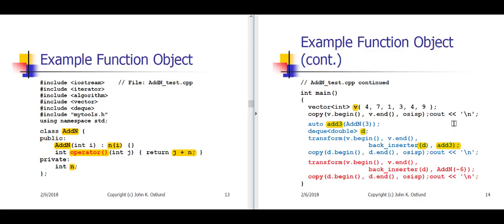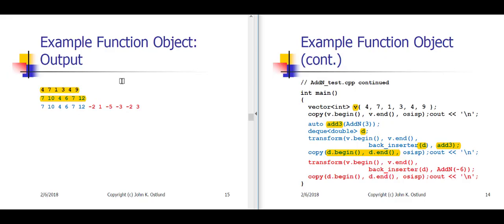All right? So a value is going to be pulled in from the vector v. Add3 is going to be performed on that value, which will result in that same value plus 3. And that same value plus 3 is what's going to be inserted into the deck D. Consequently, when I display the deck D using copy with an OStream iterator, what I get out is the same values that are in V except with 3 added to each one. So instead of 4, 7, 1, I get 7, 10, 4, and so forth.